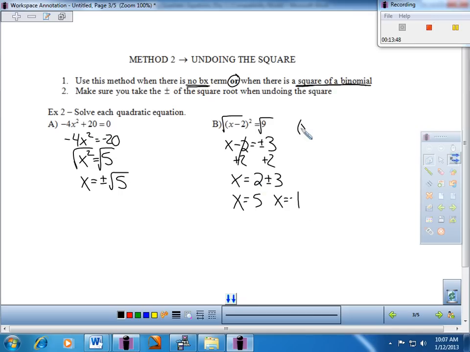And let me just go back really quick and just make sure that works. That's the good thing about this. You can always check. So let's try 5. 5 minus 2 is 3. 3 squared is 9. Negative 1. Negative 1 minus 2 is negative 3. Negative 3 squared, also 9. And that was the idea. So we had to honor the fact that both roots would work on that. Okay, so just be careful on undoing the square. It's great, but you have to make sure that you can only do it on those candidates.